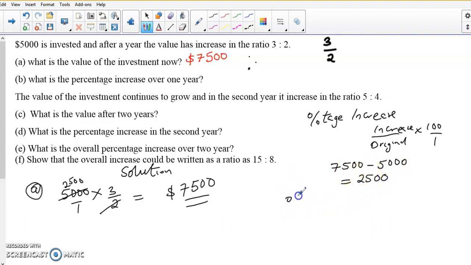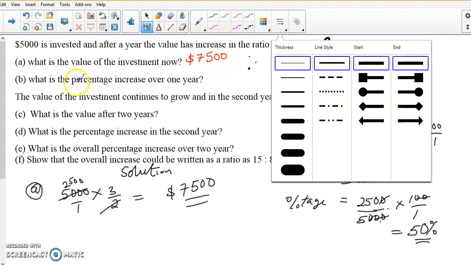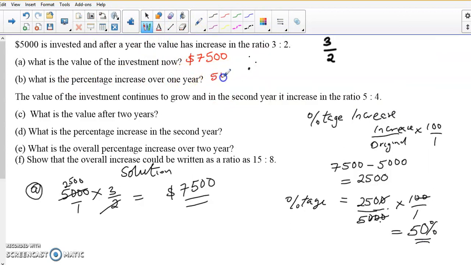So therefore the percentage increase simply means 2,500 divided by 5,000 times 100/1. Okay, and let's check. These two zeros cancel, this 20 cancels this, so 5 into 250 gives us 50. So we have that to be 50%. That means the percentage is 50%.